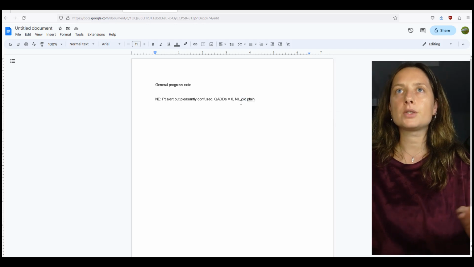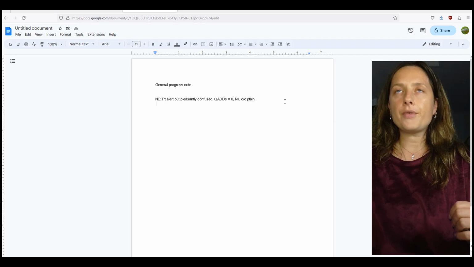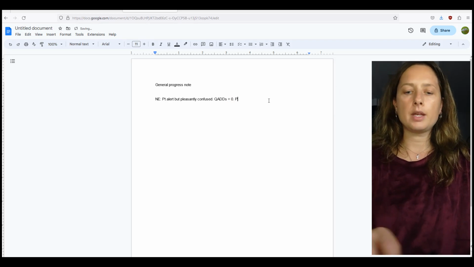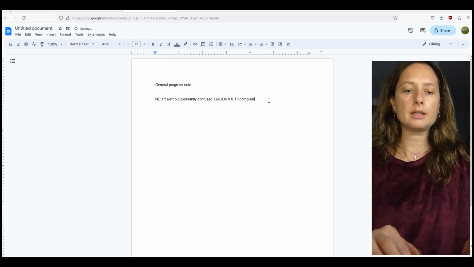So nil, it means no. CO, complain of pain. If the person had pain, I would say QADs 0. Patient complained of pain in their lower back earlier this morning.